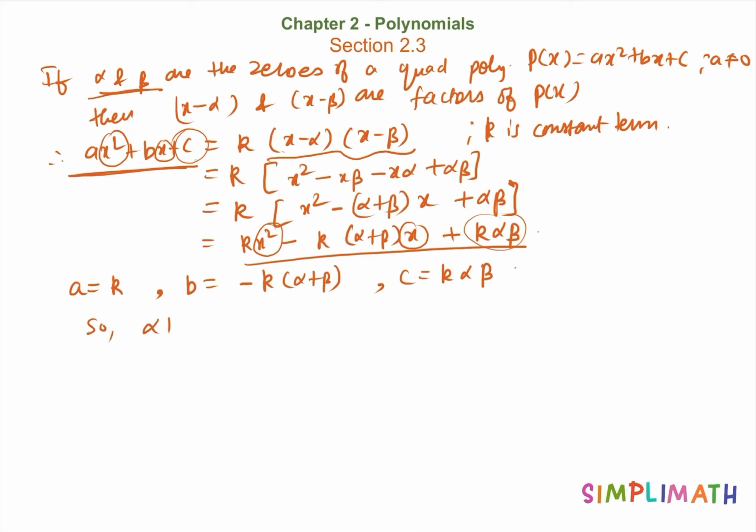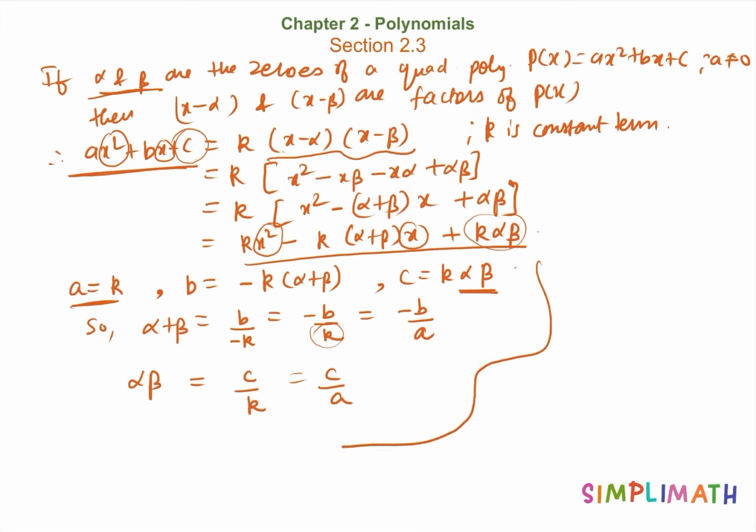So what is alpha plus beta? I can say alpha plus beta equals to b upon minus k, which I can say minus b upon k, which now we know that k is equal to a. So minus b by a. What is the product of the two roots? Alpha beta equals to c by k, and we know the value of k equals to a. So this is c by a.